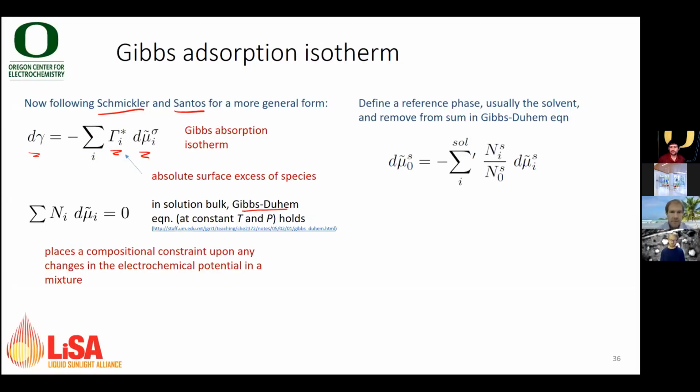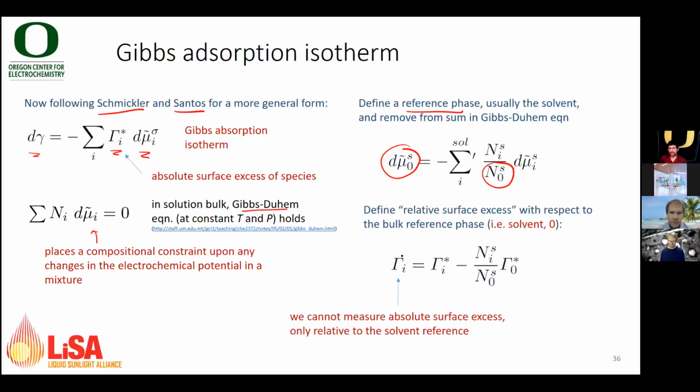So again, he goes through some manipulations, but the final equation is going to be really useful. And what he does is he pulls out a reference phase, and this is usually the solvent. So that's this term here. That's just pulled out of this sum, and then this thing is rearranged. And this reference phase is useful because we're going to define this surface excess in terms of the solvent concentration. So it's basically a relative excess of a given species versus the solvent. The details are not that critical at this point, but it allows us to simplify this expression.